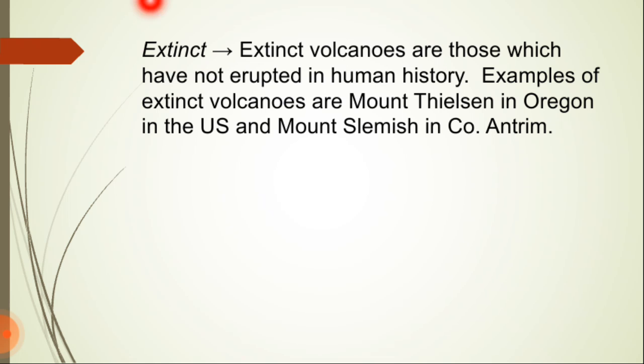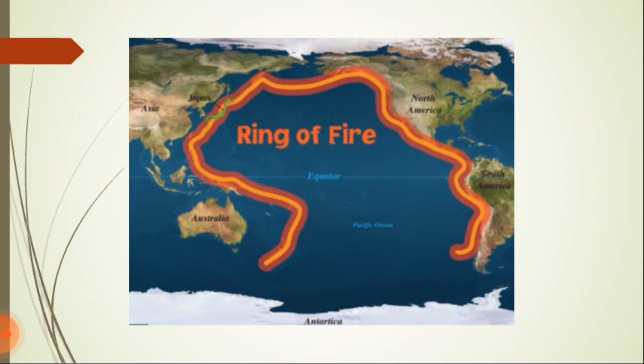The next one is extinct volcano. Extinct volcanoes are those which have not erupted in human history. Examples of extinct volcanoes are Mount Thielsen in Oregon in the US and Mount Slash in Co-Anthem. Extinct volcanoes are those which are volcanoes but they have never erupted.